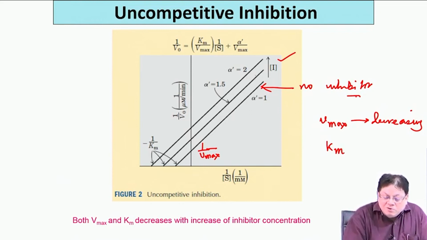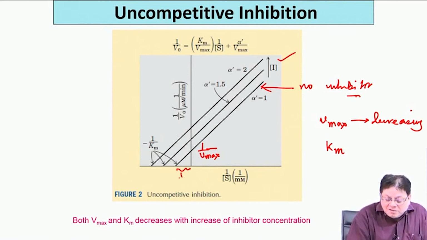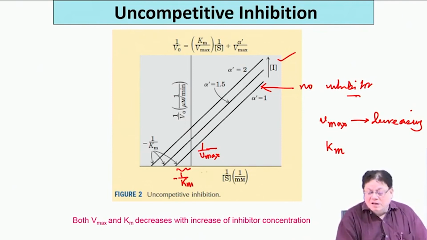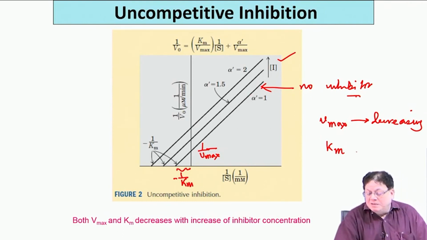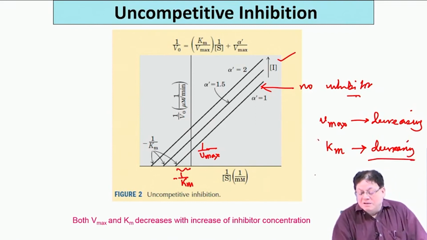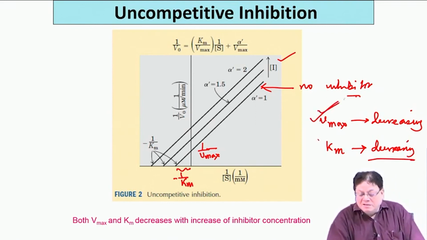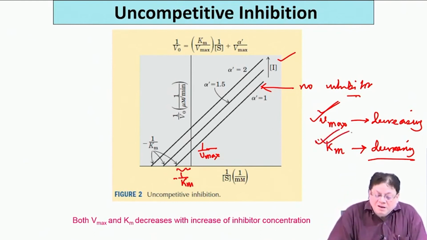Km, you see, as you increase the inhibitor concentration, the lines are going towards the left. So, this is 1 by Km to start with, and there is no inhibition there, but as you add the inhibitor, the 1 by Km value is increasing. That means Km is decreasing. 1 by Km is increasing, that means the value of Km is decreasing. So, here Vmax decreases, Km also decreases. Okay. Now, why does Km decrease?